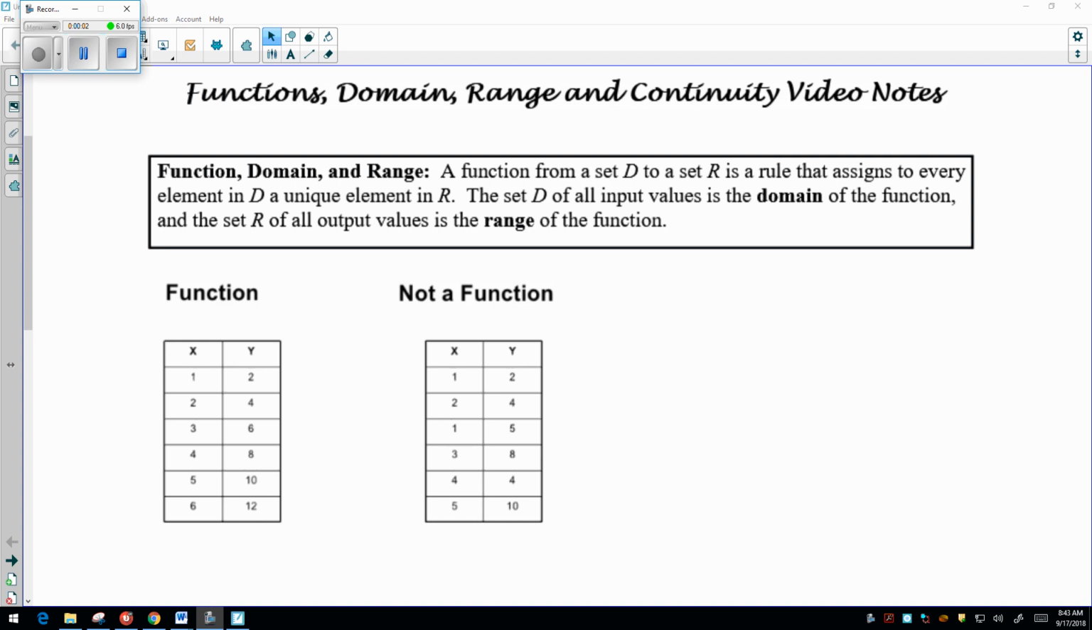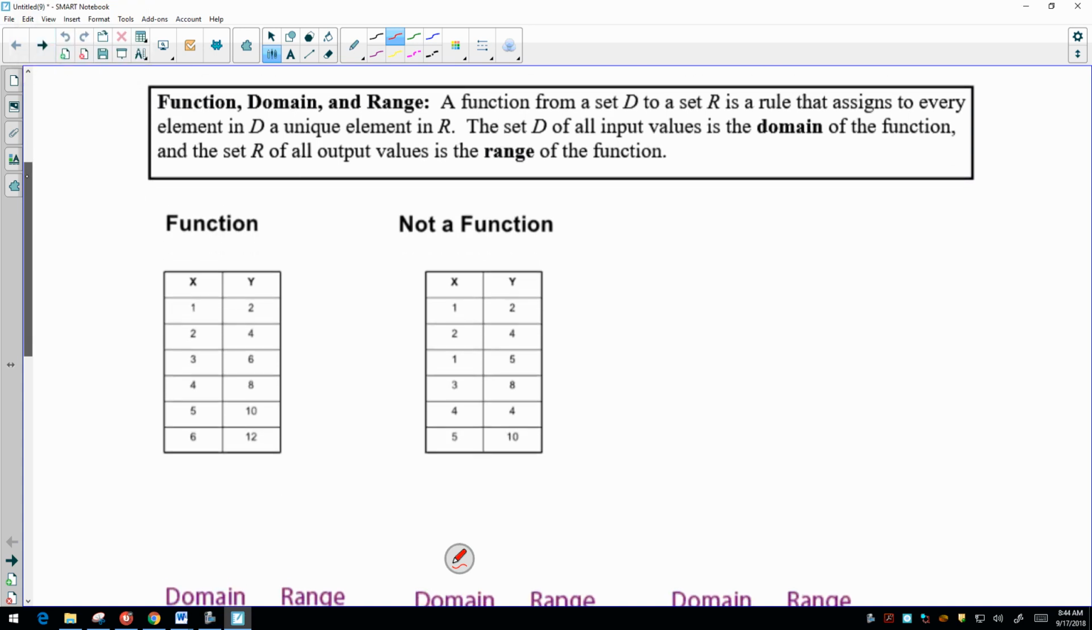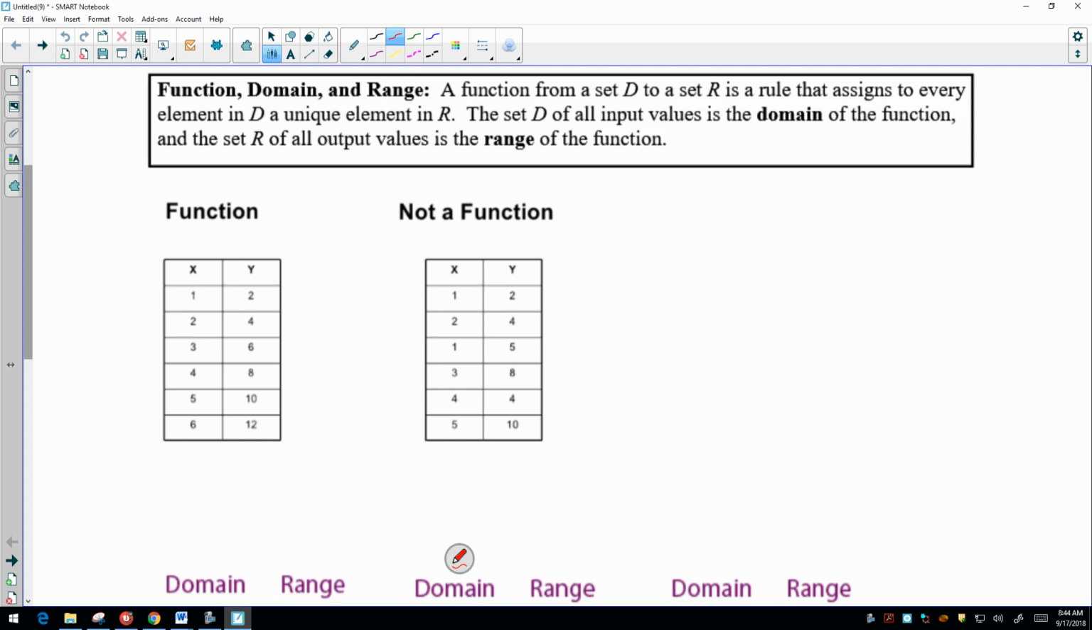Good morning. We are going to do some basics on functions, domain, range, and continuity. So we have our technical definition of function with domain and range. And as we're looking at functions, we can see this a couple of ways, both graphically and numerically. Here's an example showing the difference between a function and not a function.